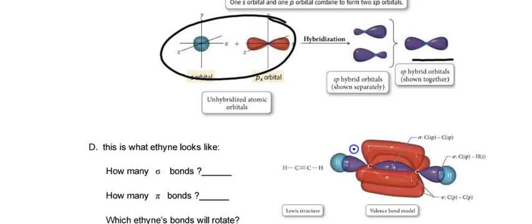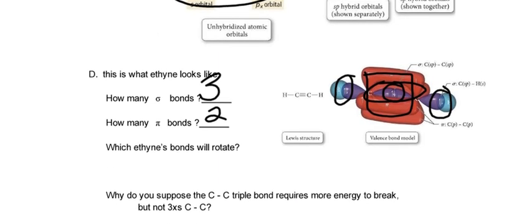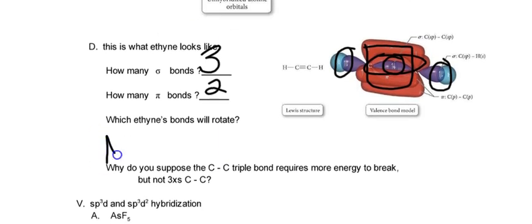So I have a sigma bond here, which is a direct overlap, a sigma bond here, which is a direct overlap, and a sigma bond here, which is a direct overlap. So I have 3 of those. And then here is one of my P's, and here is the other one of my P's. They're at 90 degrees of one another, so I have 2 P bonds, or pi bonds, excuse me. Will these rotate? No way, Jose. So if you have single bonds, yes. If you have double or triple bonds, no way.